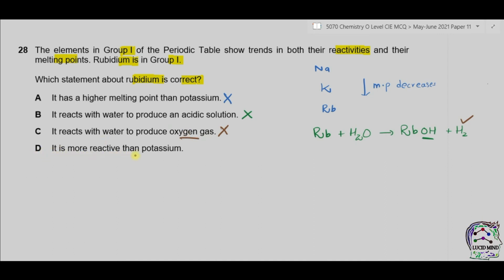Part D, it is more reactive than potassium. This is a true statement because reactivity increases down group 1. This is because loss of electrons becomes easy as the size of the atom increases, so therefore the reactivity also increases. The correct answer is part D.